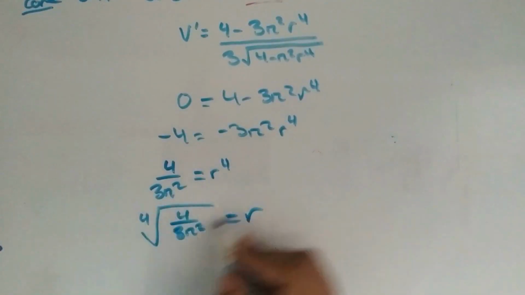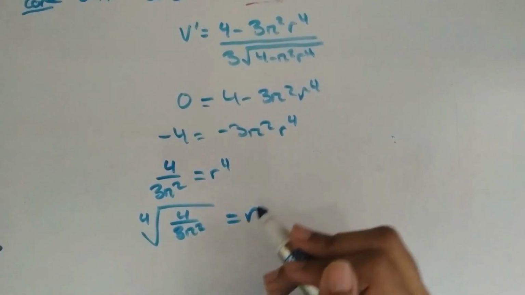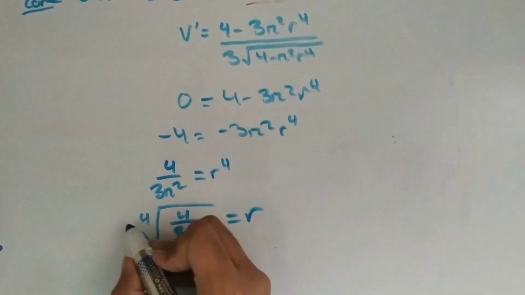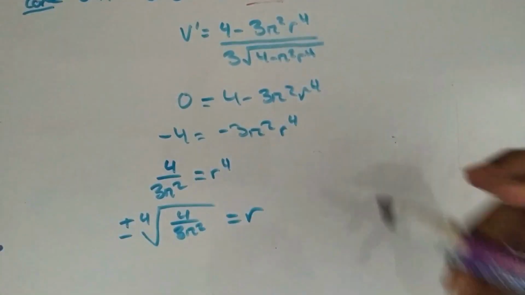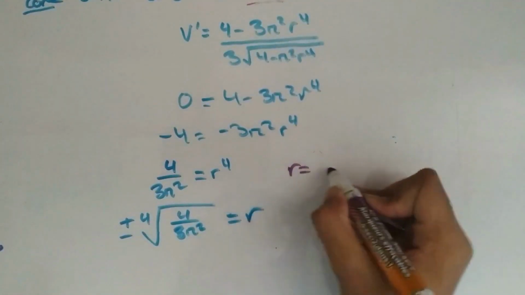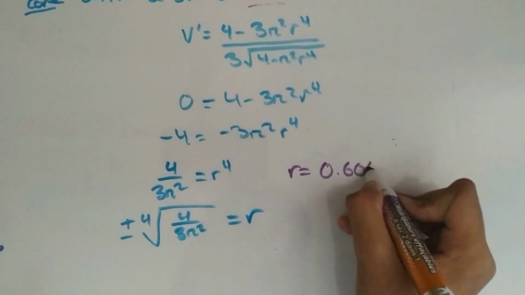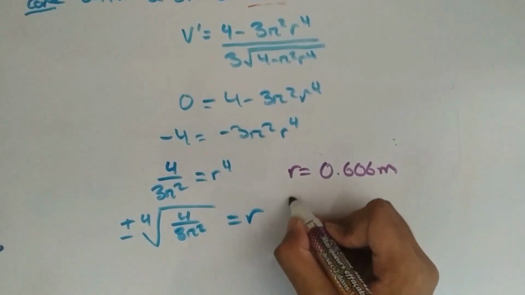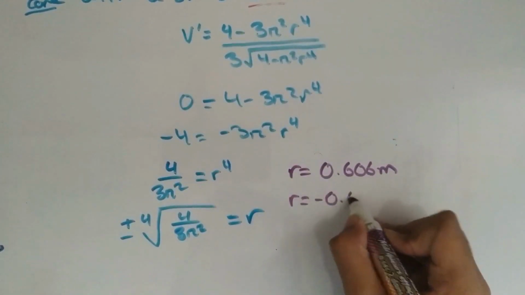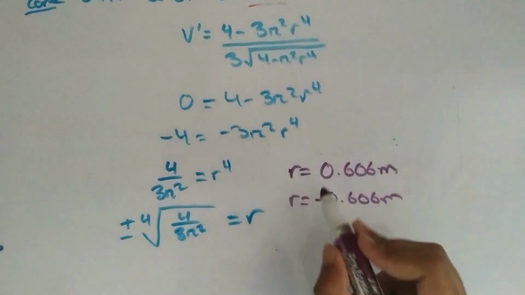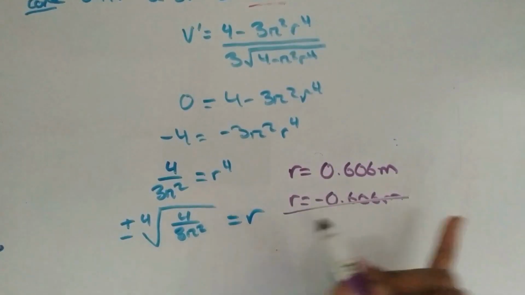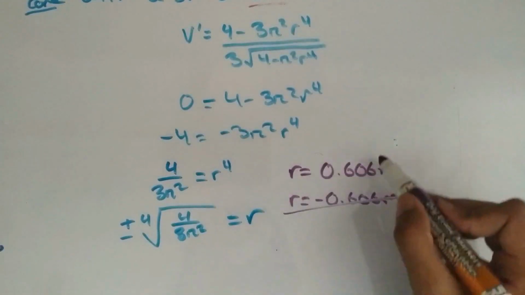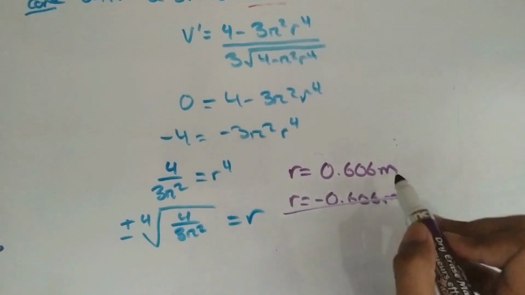So now we've finally got an equation for r, and going ahead with it in the calculator, again this is going to be plus and minus, we end up with 2 values. One is going to be r equals 0.606 meters. The other is going to be r equals negative 0.606 meters. However, of course, radius cannot be negative, so we're not going to use that value. So we found one of the critical points, r equals 0.606 meters.